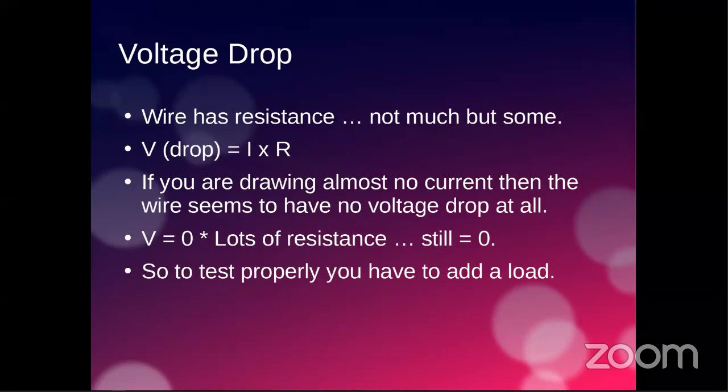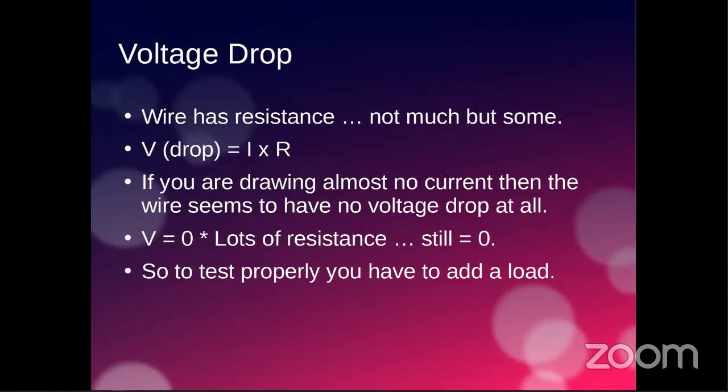That's also why dimming your pixels down will reduce the current draw. It doesn't change the voltage or the resistance, but it does reduce the current draw, and therefore it will change the voltage drop. And that's why lowering the brightness of your pixels will often lead to fewer issues with flickering.